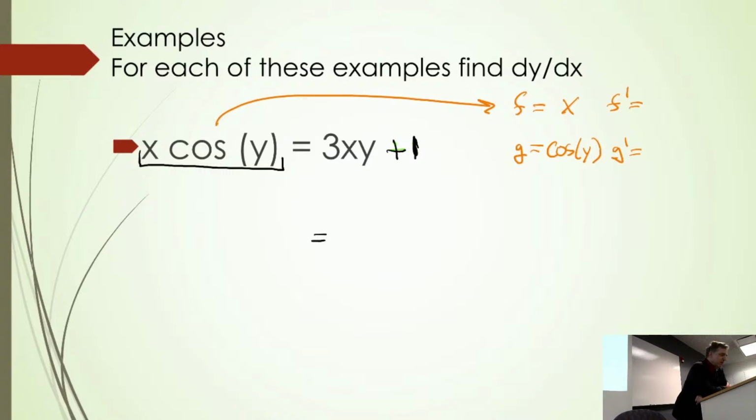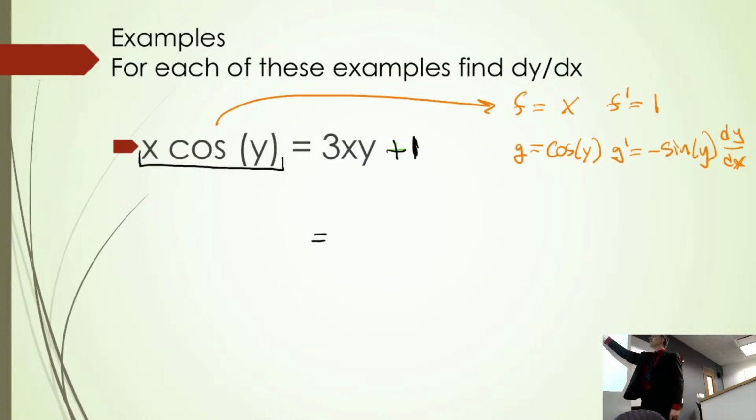All right, Thomas, what are the derivatives? What's the derivative of x? That's 1. And what's the derivative of cosine y? Just that? Yeah, that's right, with that thing. Don't forget that thing. Every time you do a derivative of y, which I just did, throw that on there.